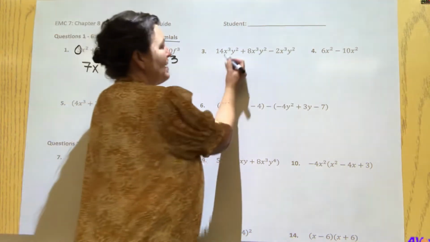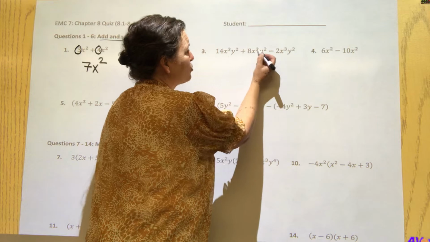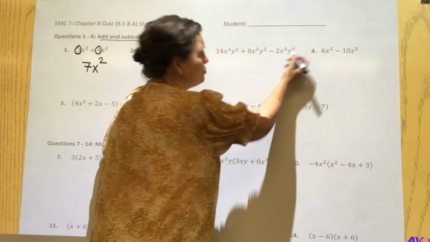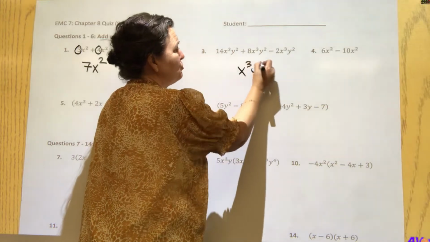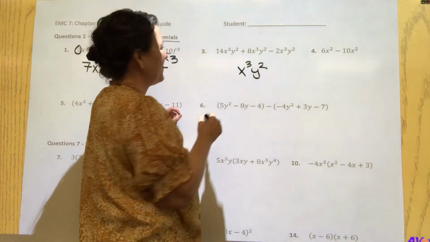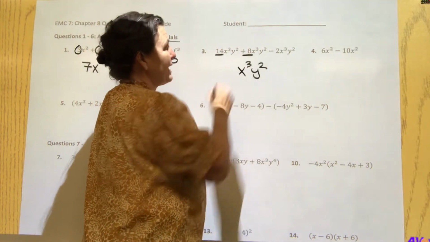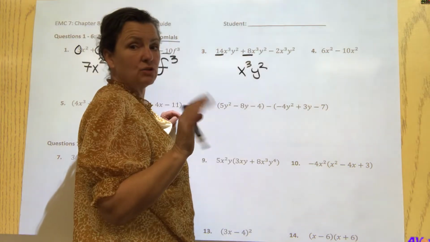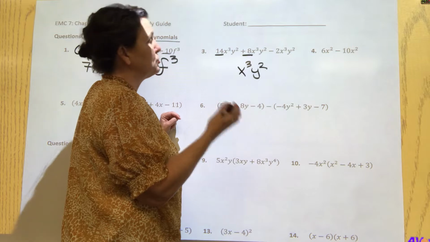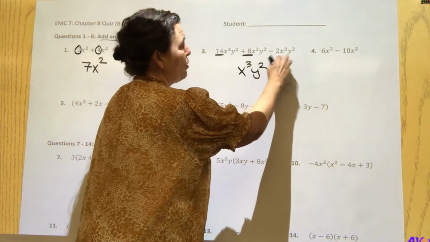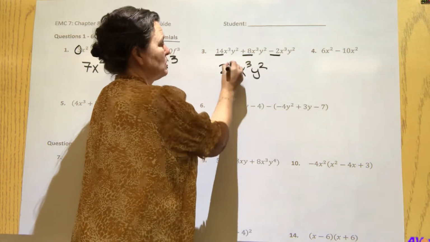Next, I have an X3Y2, X3Y2, X3Y2. You know what this group is called? The X3Y2 group. Now let's do some calculations. 14 plus 8. Use your fingers and toes if you got to. 14, 15, 16, 17, 18, 19, 20, 21, 22. 22 take away 2. That's going to be 20.